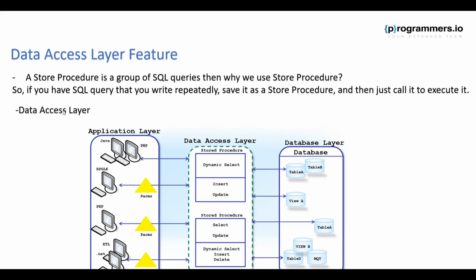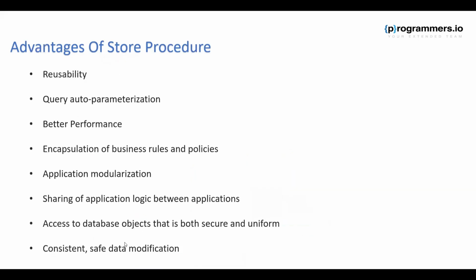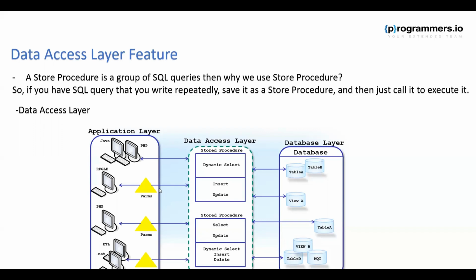Data access layer. So what is the data access layer? We have discussed these two points: access to database objects is both secure and uniform. So why is it secure? In some applications, we are using embedded SQL. Embedded SQL means we are creating tables and views in the backend on our IBM i, and we are using SQL queries in the Java application or PHP application.